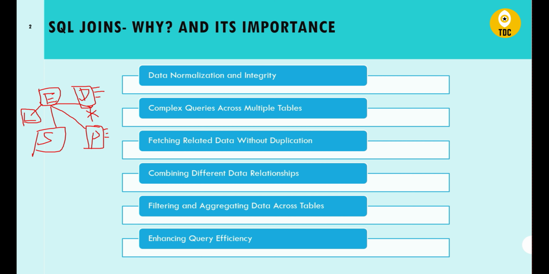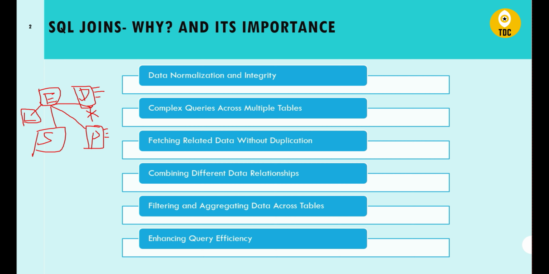And also fetching related data without duplication. By using joins, we can eliminate the redundancies. That is the whole purpose of normalization as well, and only fetch the related rows from different tables. This allows for more efficient data storage and retrieval compared to storing the redundant data in a single table.